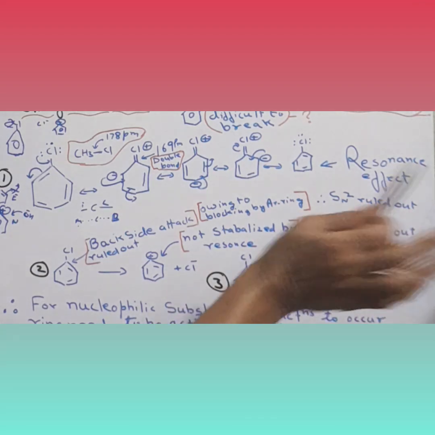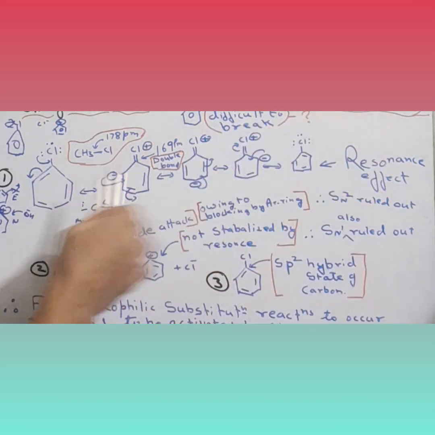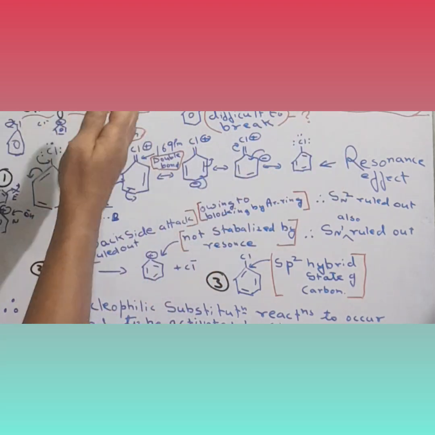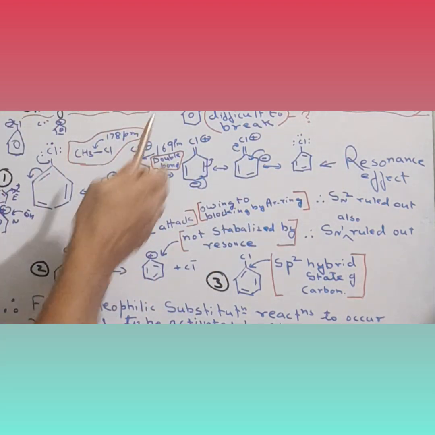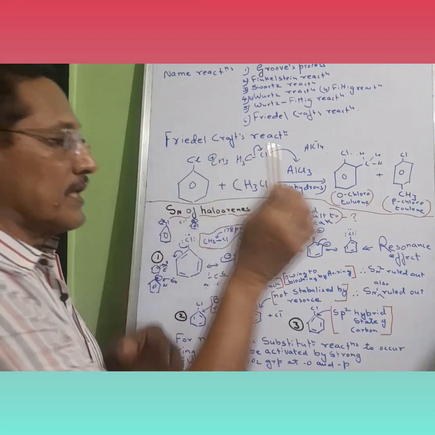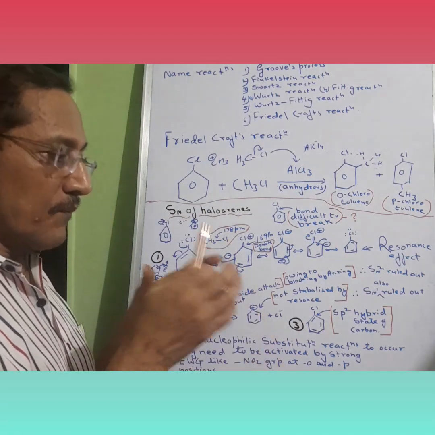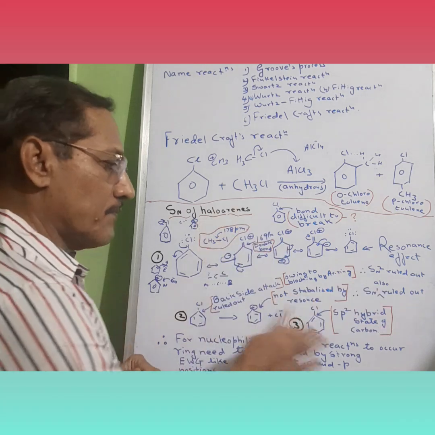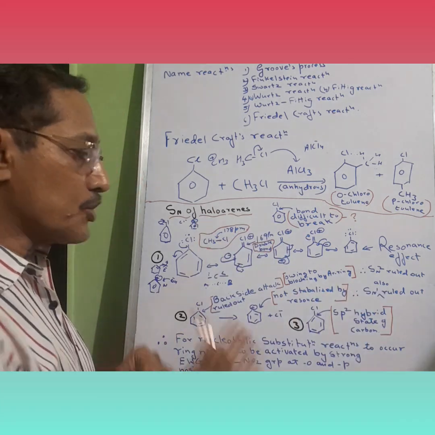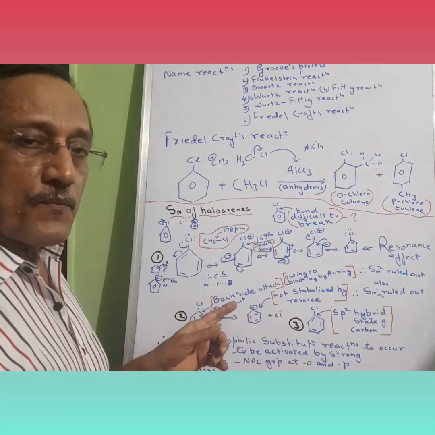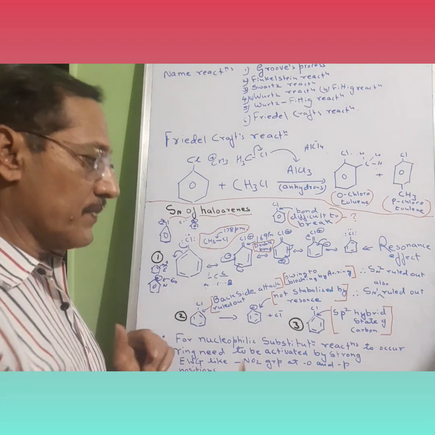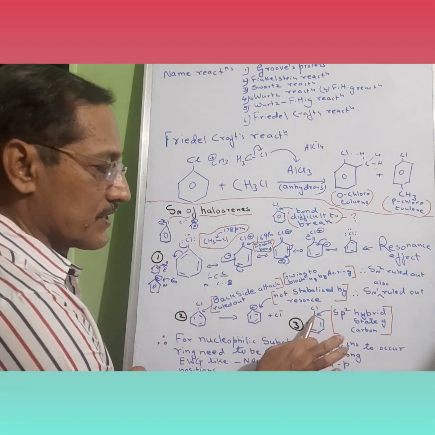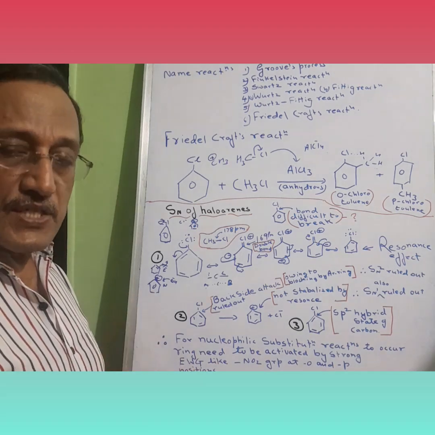SN1 ruled out, SN2 ruled out, and resonance effect ruled out, because resonance effect also ruled out the generation of carbocation because it has no double bond, right? SN2 ruled out because of bulky aromatic group blocking the backside attack. Alright. SN1 ruled out because no stabilization of positive charge. Alright. Carbocation. And finally, it's sp2 hybridized state.